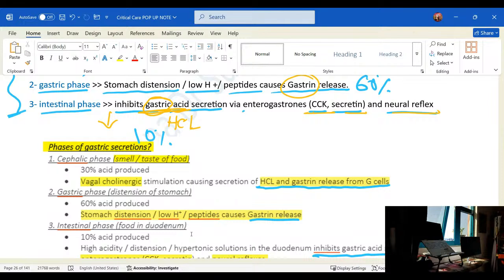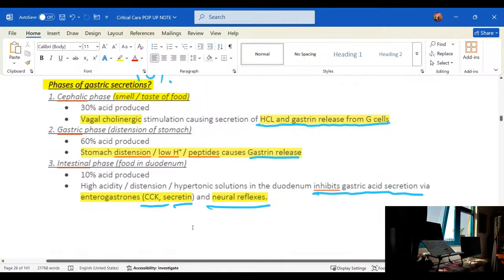In the intestinal phase, food is in the duodenum and 10% of acid is produced. Because food came directly from the stomach, there is high acidity, distension, and a hypertonic solution in the duodenum. This inhibits gastric acid secretion via CCK and secretin.